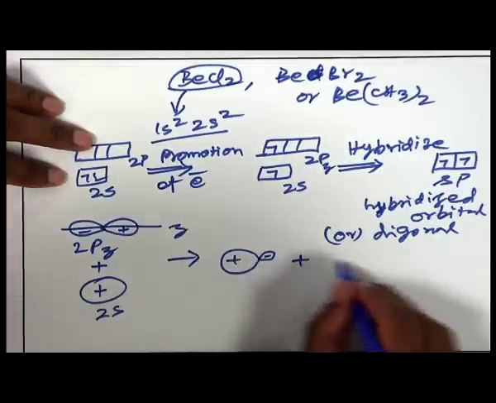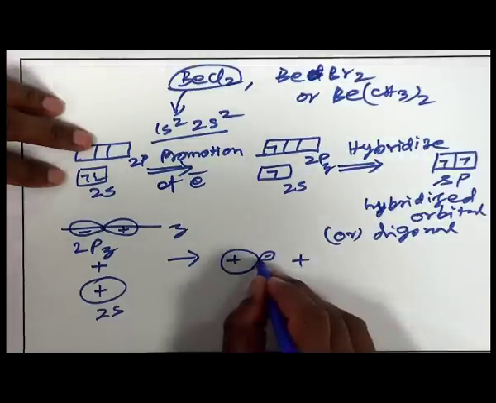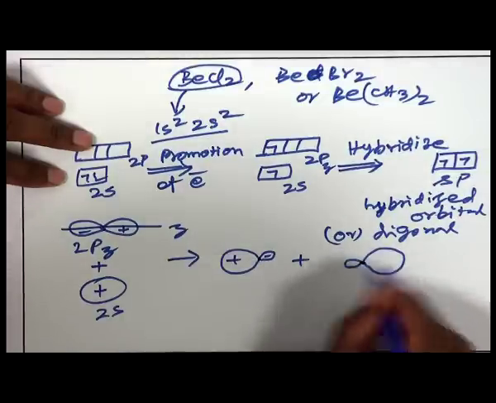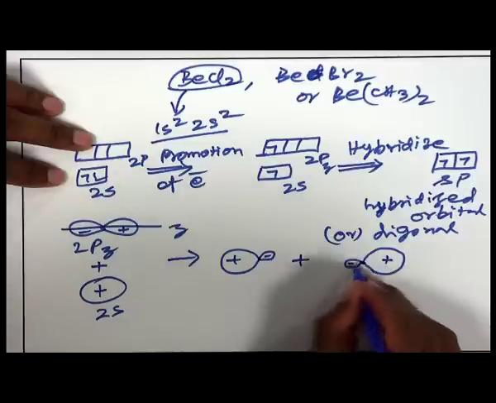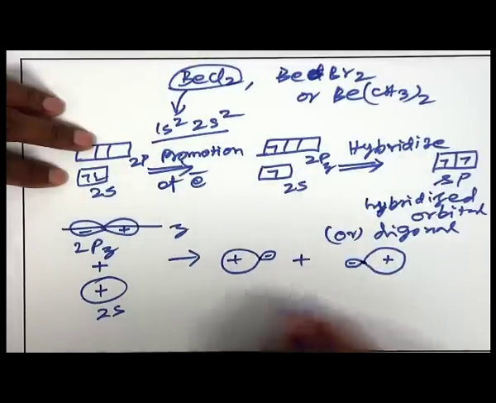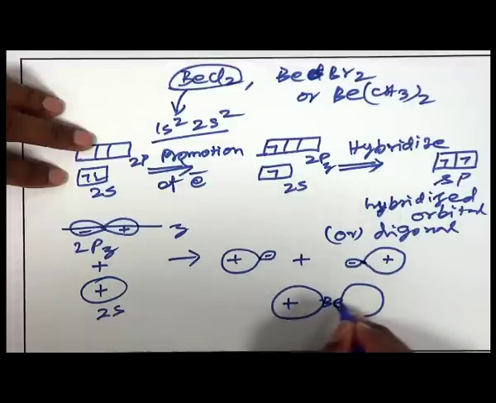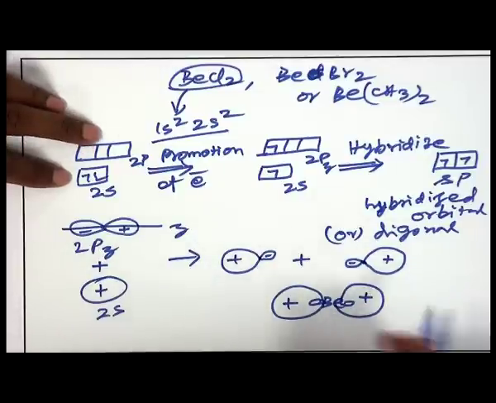Plus, this is the center of the nucleus, and another one of this type. See, a large lobe and a small lobe, this one is positive, this is negative. We can write these together on a beryllium atom, with a large lobe and another large lobe, and a small lobe here and a small lobe here. So, the beryllium atom is ready for bond formation.